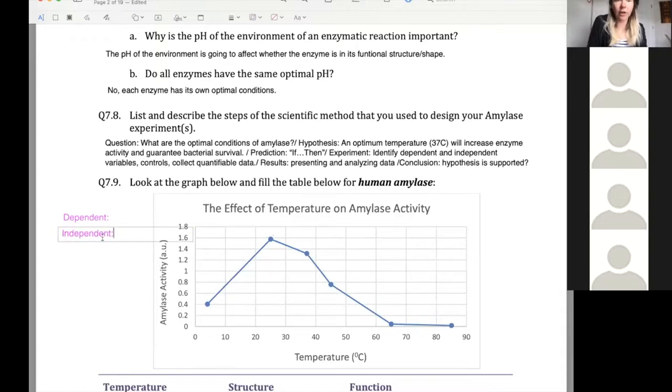Right. How can you tell the difference between independent and dependent variable? The dependent variable, as the word says, depends on the independent variable. So the independent is what you decide upon or what you change as the scientist, as the researcher. The dependent is basically what you measure, so what happens as a result of these variables you were affecting. So what did you measure? How did you measure amylase activity in this experiment?